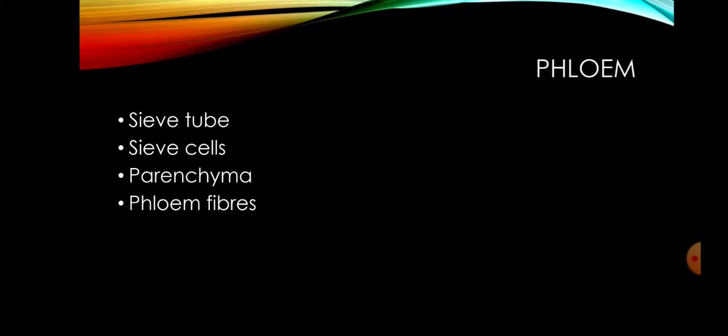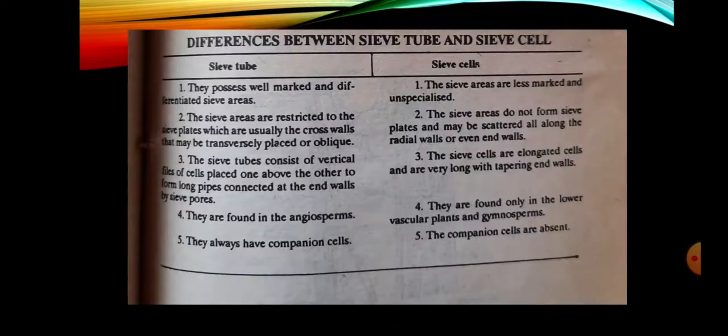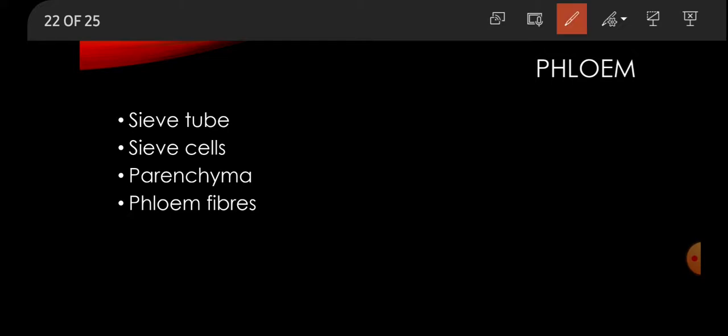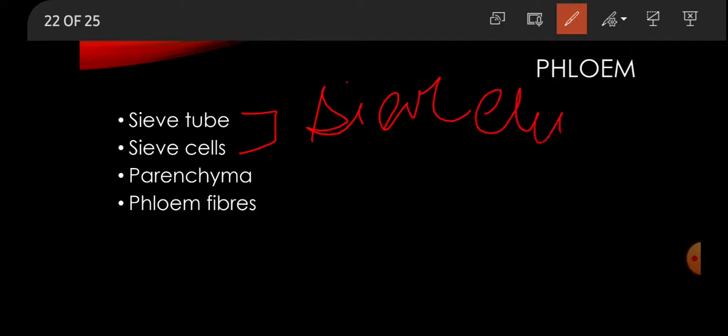Actually 5 types: sieve tube and sieve cell. Sieve tube and sieve cell, they both are called sieve elements. Next is phloem parenchyma, phloem fibers and companion cells.